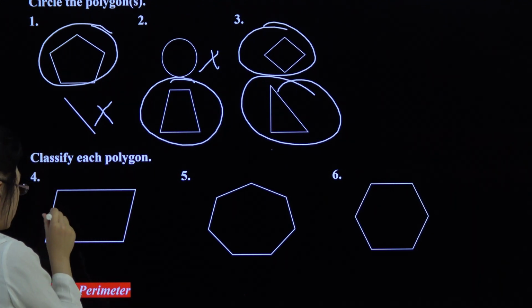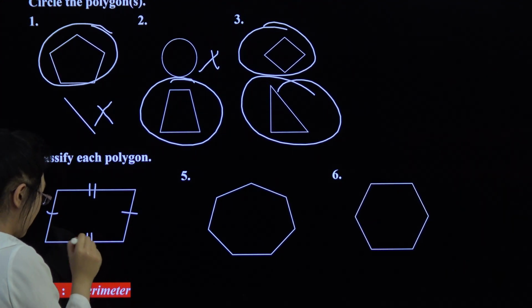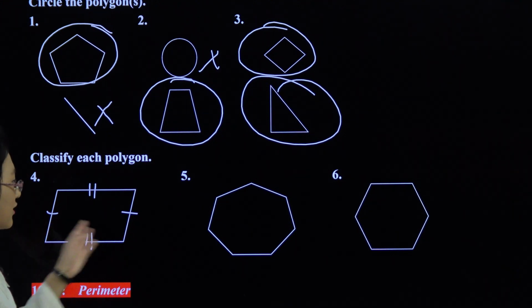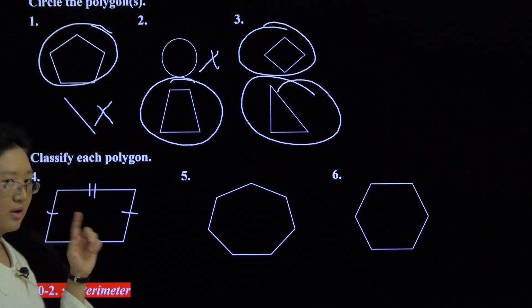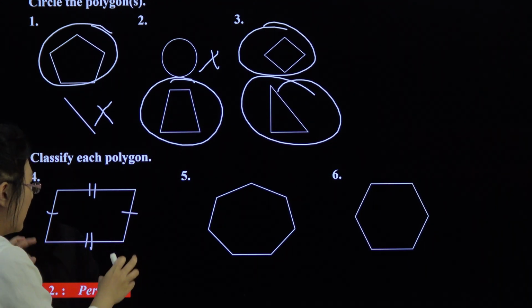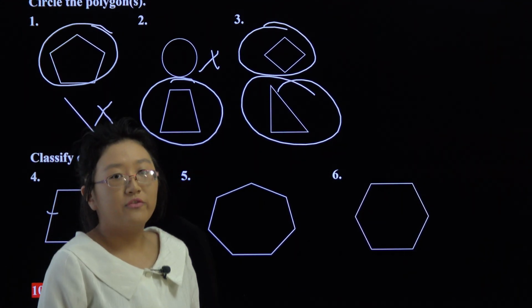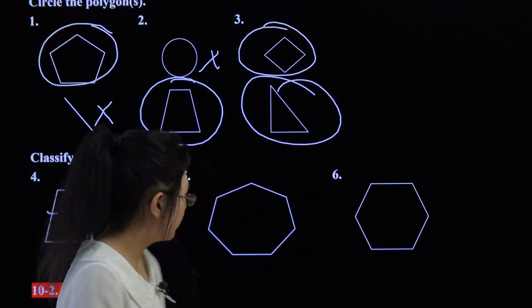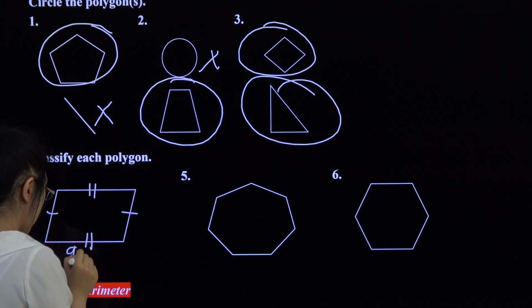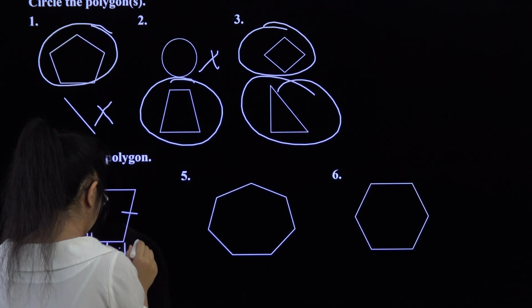Now, question number 4 has 1 side, 2 sides, 3 sides, 4 sides. These markings mean that if you have the same number of markings, then the lengths of the sides are the same, but if they're different, then the lengths are different. Now, 4 sides. What did I say 4 was? Quad. Quadrilaterals. This is a quadrilateral.